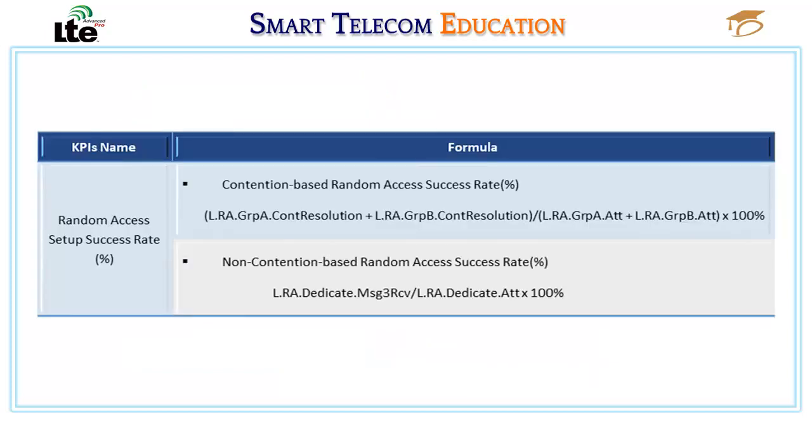The random access setup success rate is divided into contention-based and non-contention-based. The random access procedure is successful for the contention-based when the eNode B sends message 4 with contention resolution indication. And for the non-contention-based it is successful when the eNode B receives message 3, then the contention is resolved.